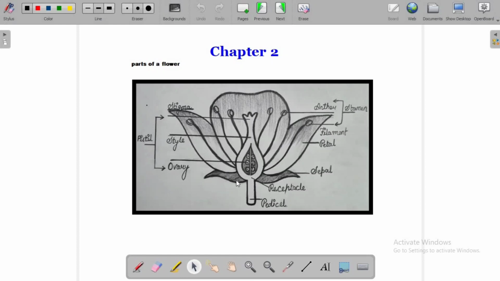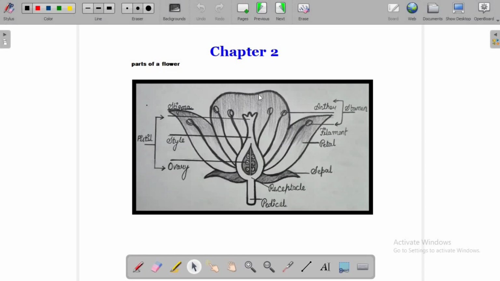Then come the sepals. Sepals are mostly green in color, except in the perianth, where sepals and petals are of the same color, as you have learned in class 11. Sepals cover the flower during bud formation and act as a protective outer layer that helps in protection of the reproductive parts of the flower. As the flower slowly matures, it spreads out the colorful petals.